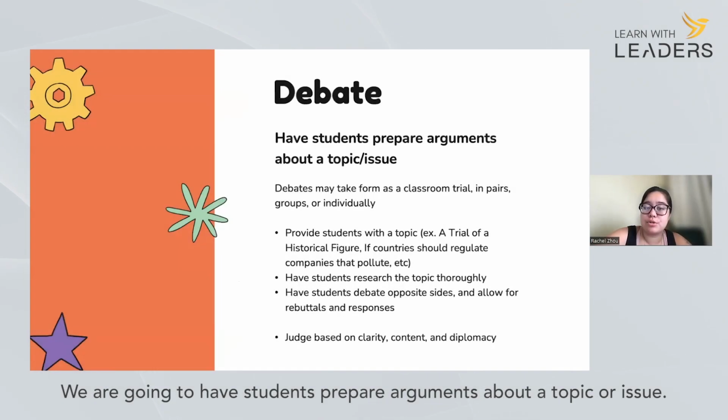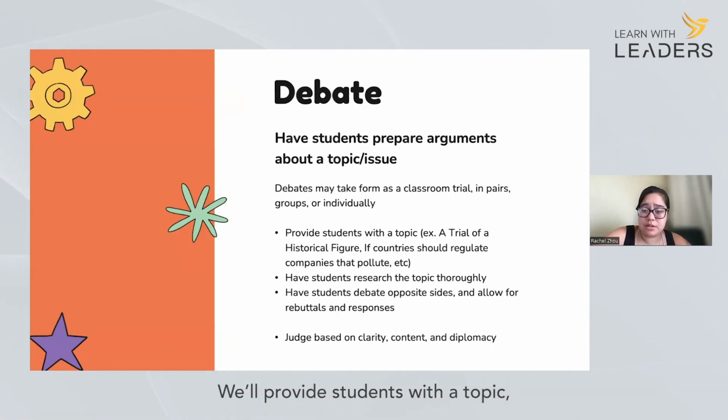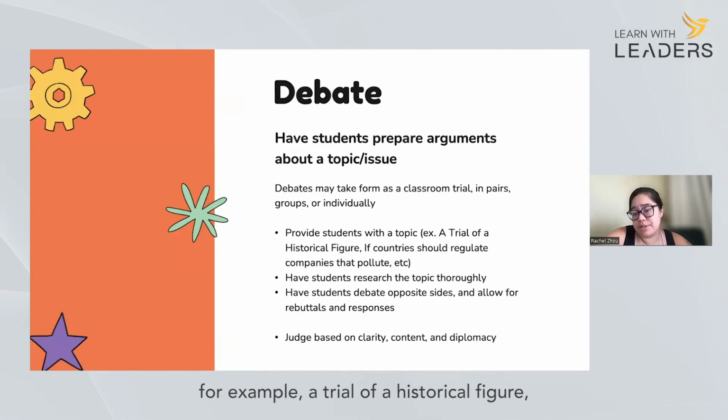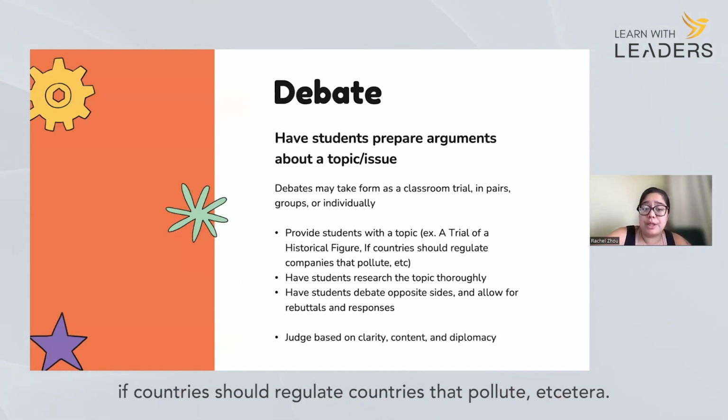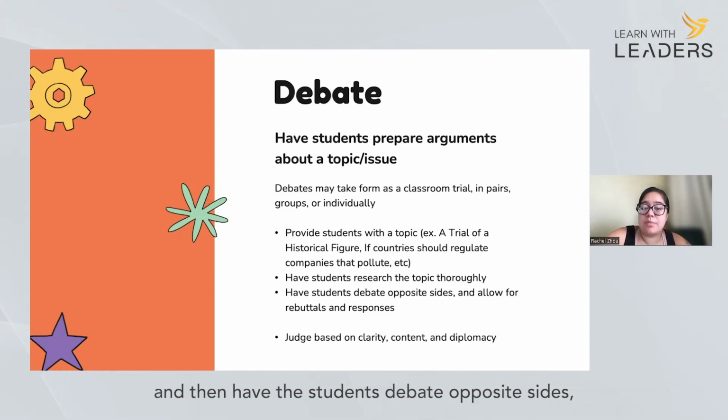We are going to have students prepare arguments about a topic or issue. So debates may take the form of a classroom trial, in pairs, or individually. We'll provide students with a topic. Some examples here would be a trial of a historical figure, or if countries should regulate companies that pollute, etc. And then we'll have students research the topic really thoroughly, and then debate opposite sides, allowing for rebuttals and responses.